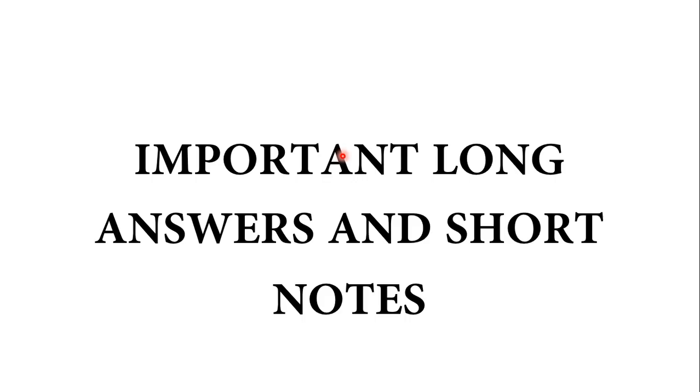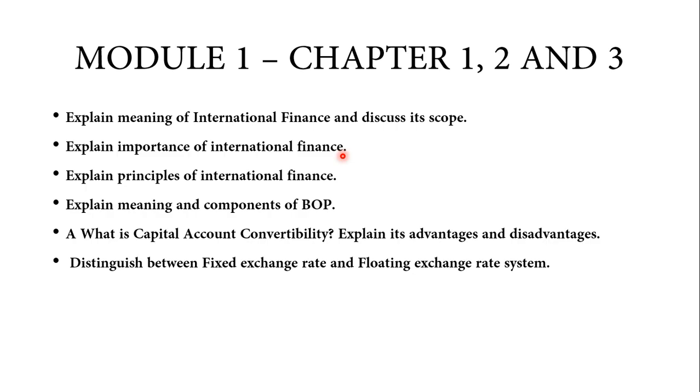So, the important long answers and short notes together are noted one by one, chapter wise. First, under module 1, where we have chapters 1, 2 and 3, these are the questions that you need to cover. First, explain the meaning of international finance and discuss its scope. Second, explain the importance of international finance. Third, explain the principles of international finance. Fourth, explain the meaning and components of balance of payment.